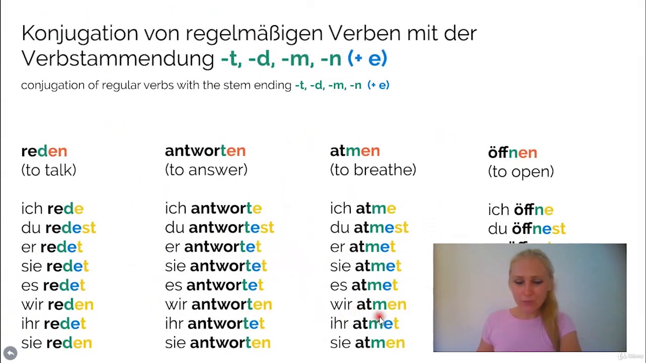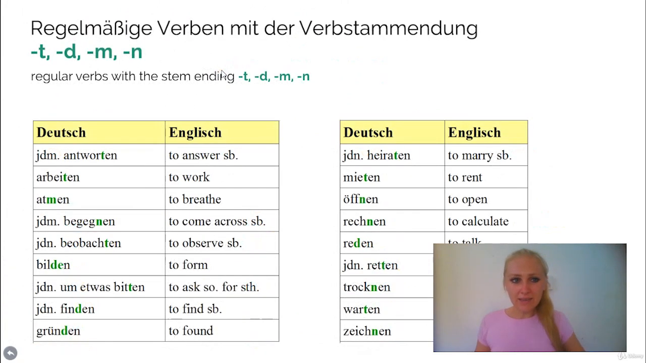Okay, so this is the rule for T, D, M, or N at the end of the stem of the verb. Then here you have a list with different verbs that have those endings at their stems. You can study those verbs. They are very good and very important, especially at the A1 level. Those are the basics, let's say, that you need.